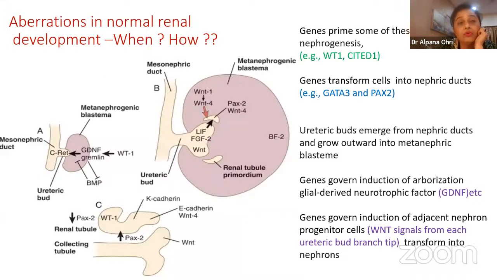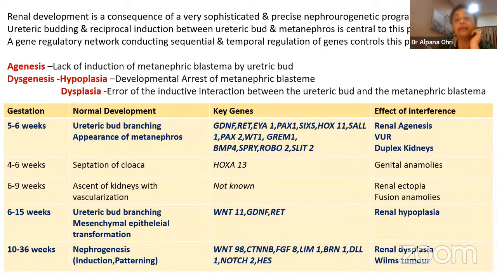Okay, so how do genes regulate the development? We have heard on this topic multiple times, but I would just go through it very briefly. Genes are responsible at all the steps in renal development. They may prime some of the progenitors for nephrogenesis. They are responsible for transforming cells into nephric ducts. They govern arborization. They govern induction of adjacent nephron progenitors and transform them into nephrons. So aberrations in any of these can potentially jeopardize the normal development and lead to malformations.